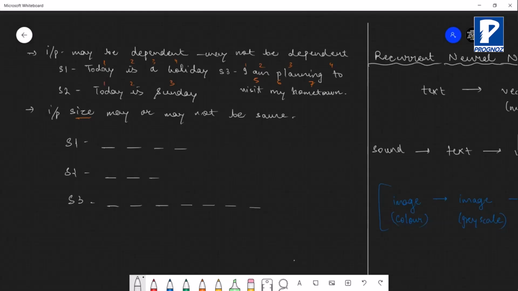Okay. Now you find here that there is some sort of irregularity with respect to the length of the statement. Okay, S1, S2 and S3 का length बराबर नहीं है, or you can say size बराबर नहीं है. So because we have that problem, size is not same. So what we will do is we will do something known as zero padding. Okay, we will do something known as zero padding.